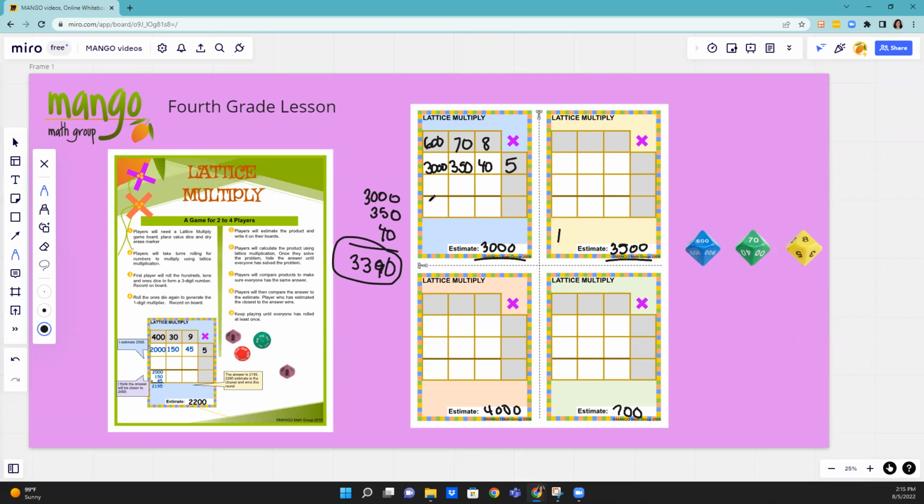Now everybody will erase their boards and they'll roll 3 new numbers for what they're multiplying, and then 1 more single digit number. So they're going to be practicing their multiplication again and again, but also their estimates and their rounding, and see which one's closer. So enjoy that activity.